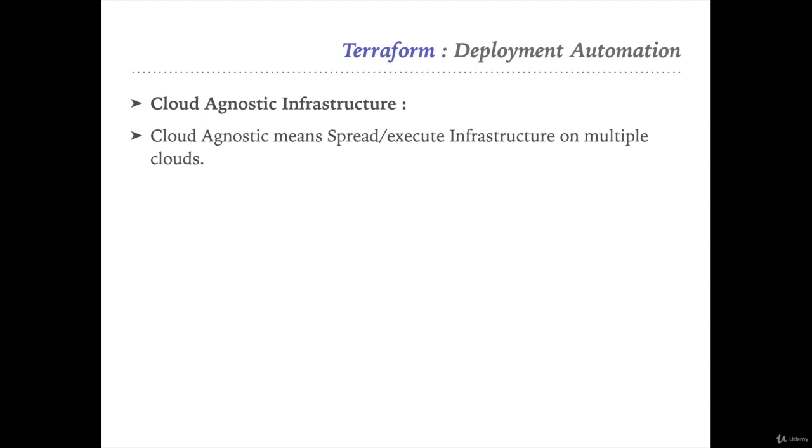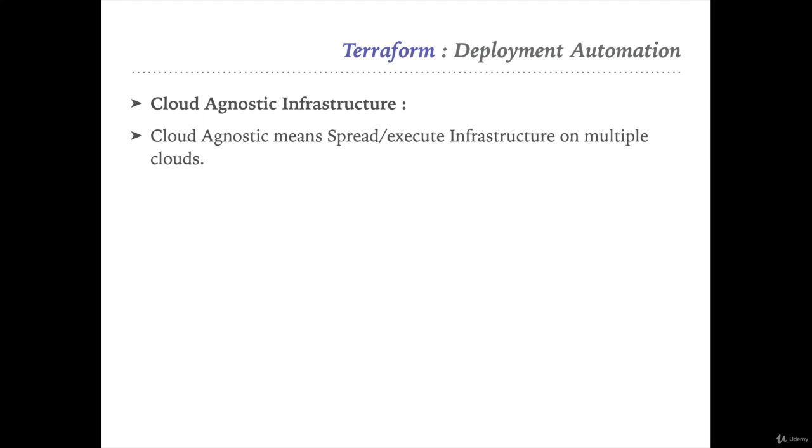The second form of cloud agnostic infrastructure is where we run the primary and the secondary site on different cloud providers. We may run the primary site on AWS and the disaster recovery site on GCP, or run the primary site on GCP and the disaster recovery site on AWS. That is also an example of cloud agnostic infrastructure.